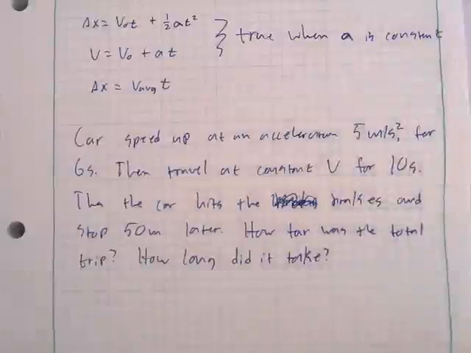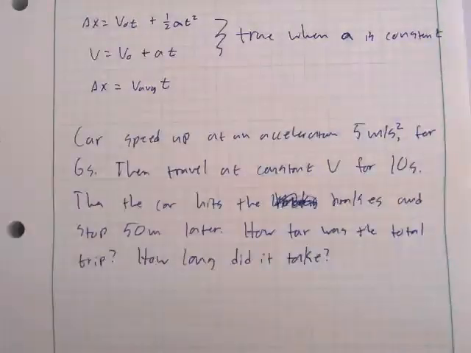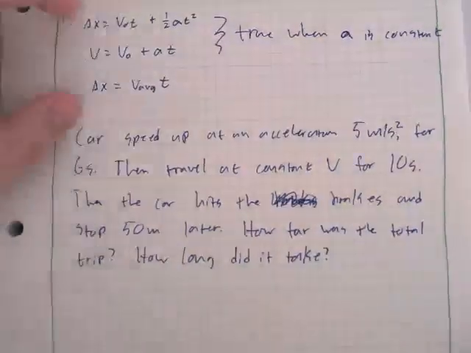So this is what we're given, right? We have the car speeds up. It's sitting at a stoplight. It speeds up with an acceleration of 5 meters per second squared, and it does this for 6 seconds. It's then going to travel at a constant velocity for 10 seconds, and then afterwards, the car is going to hit the brakes, and it's going to stop 50 meters after it hit the brakes. We want to know how far the total trip was, and we want to know how long this trip took.